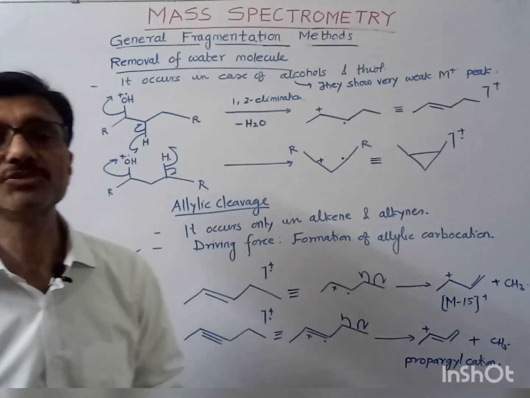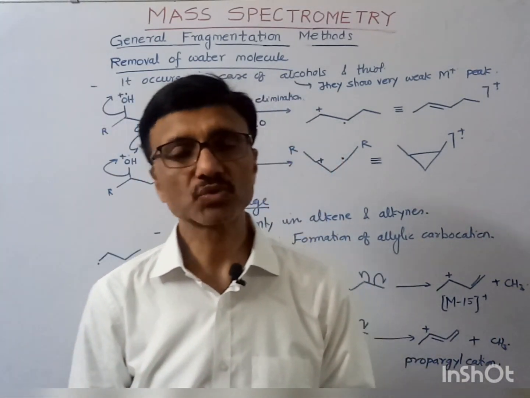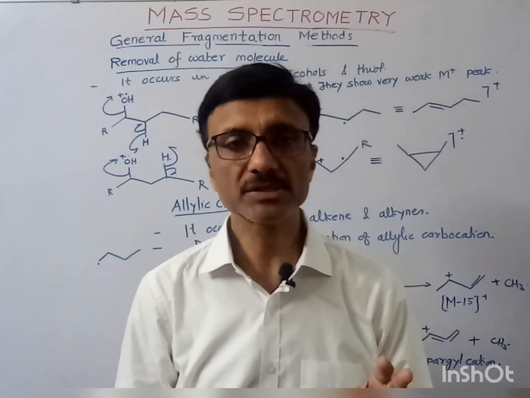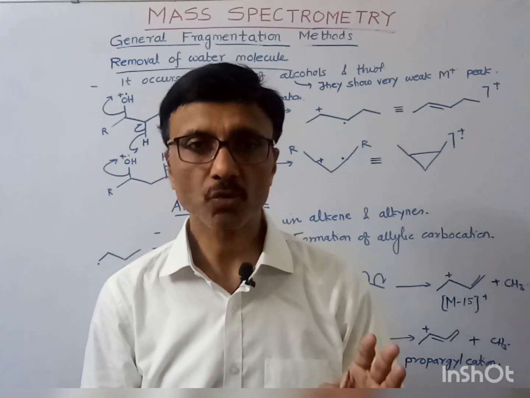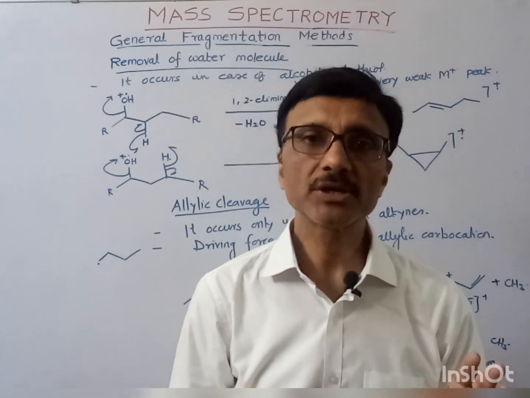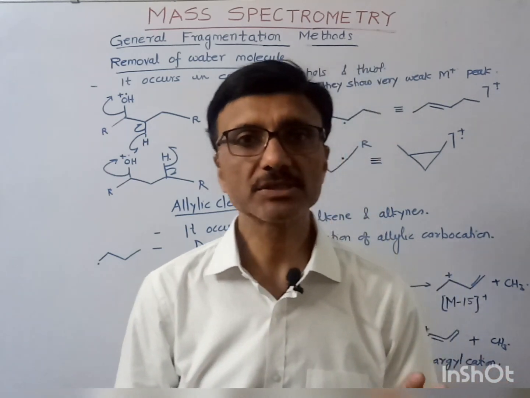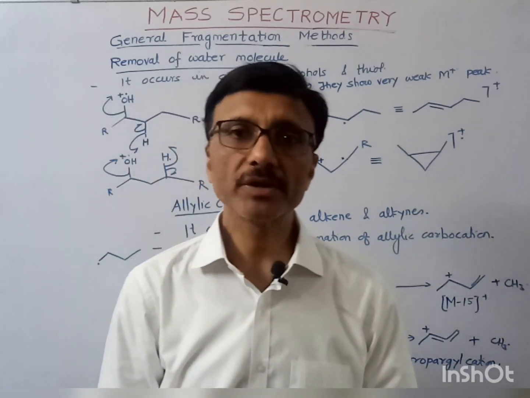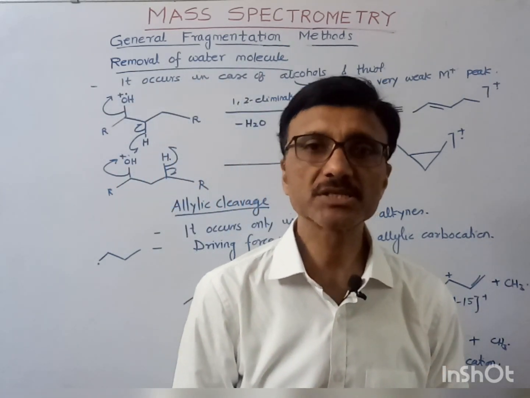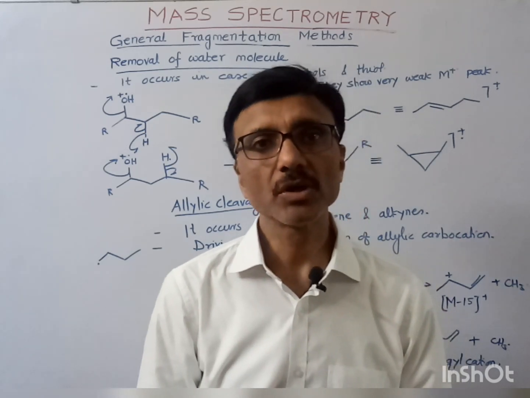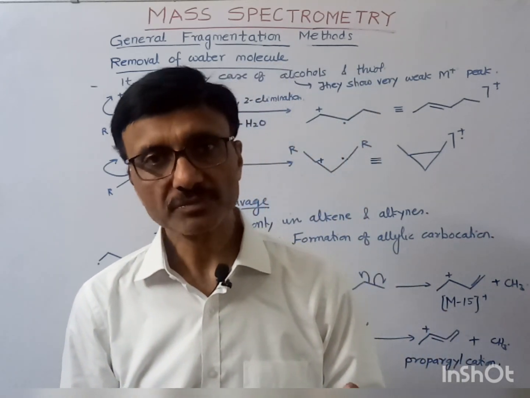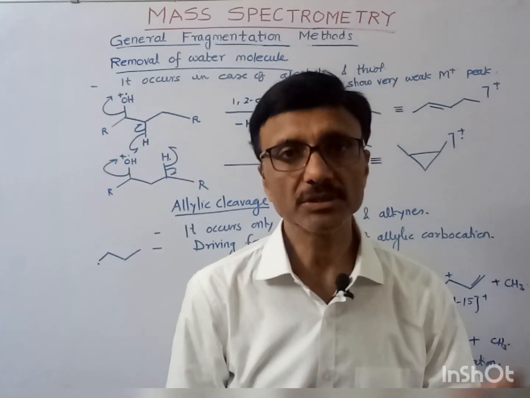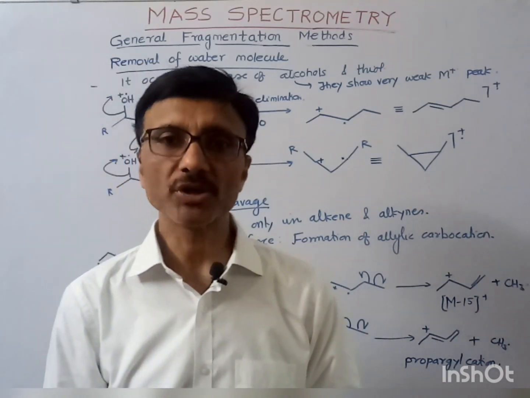So these are some general modes of fragmentation. In general, the molecule or molecular ion can undergo fragmentation in many ways. One is the alpha cleavage or homolytic cleavage, then heterolytic cleavage, which is called inductive cleavage, McLafferty rearrangement, McLafferty plus one rearrangement, ortho rearrangement or ortho effect, Diels-Alder reaction. Then we saw the beta cleavage, and then allylic cleavage, and at the last the removal of a water molecule. Thank you.